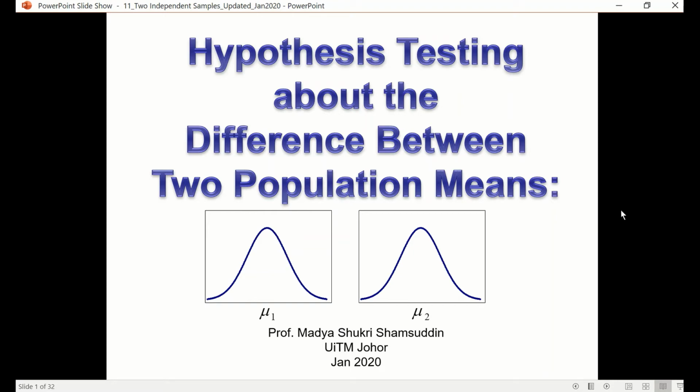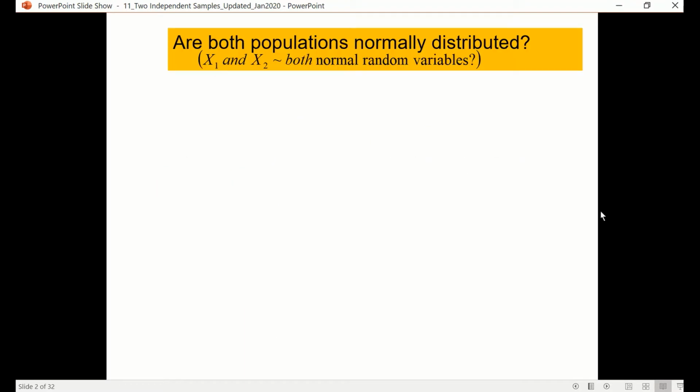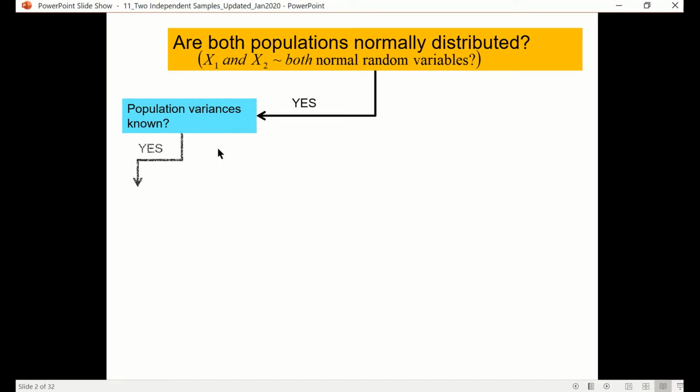In this video, you will learn how to test hypotheses for the difference between two population means. We always start by asking whether the populations from which the samples come are normally distributed. If the answer is yes for both, then the next question to ask is whether the population variance is known. So do we know the population variance for both populations?